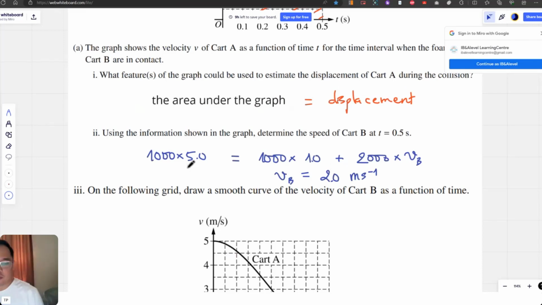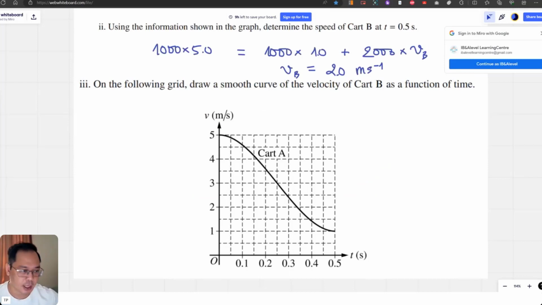Question 3. On the following grid, draw a smooth curve of the velocity of cart B as a function of time. You have to calculate a few values. Similarly, the speed of B at time 0.5 is 2, which is here. The initial value is 0. You need to determine the speed of B at some other times, such as at 0.1 second, 0.2 second, 0.3 second, so that you can draw the correct curve, using the speed of cart A at those times.